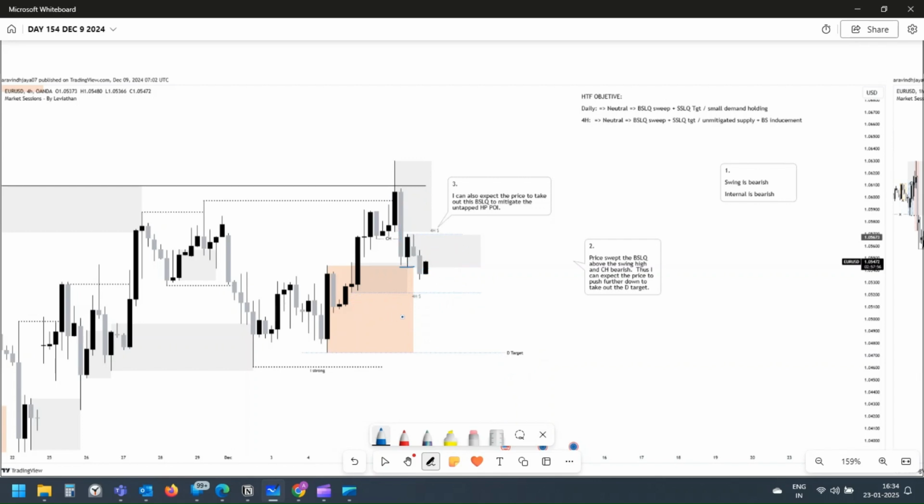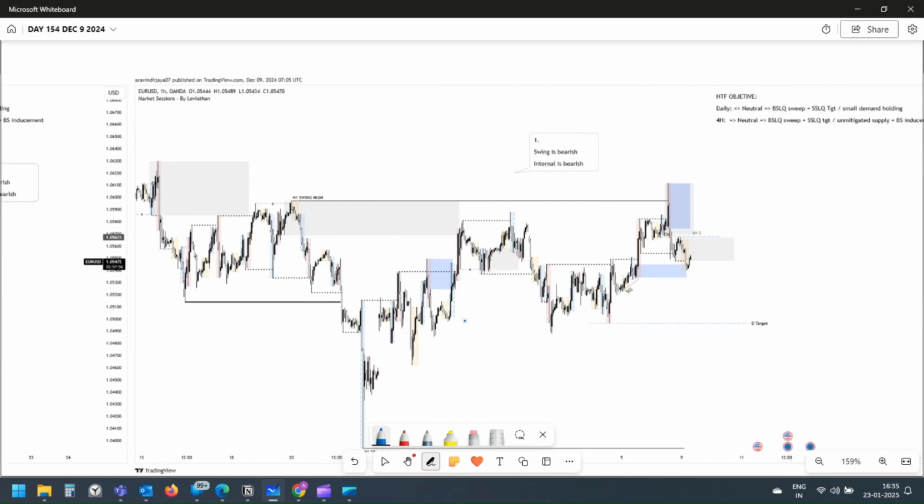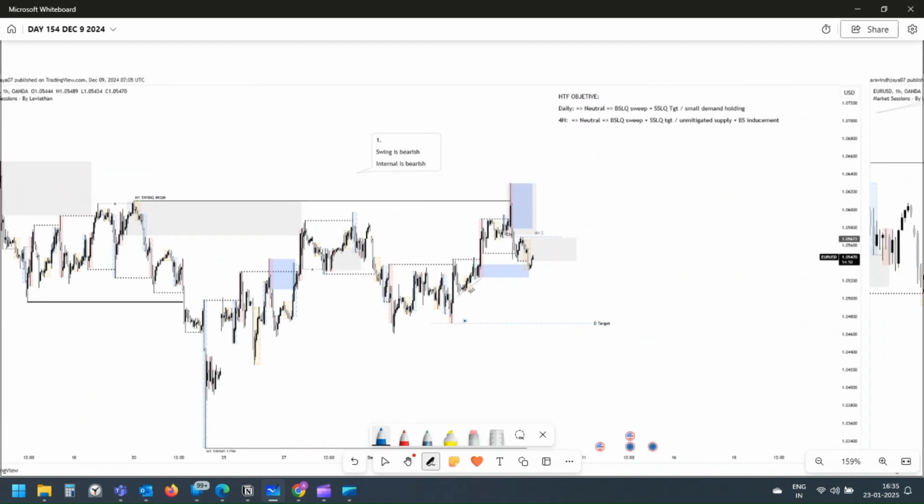And one more thing to note is that price can push further up because this supply is unmitigated. So price can take out this buy side liquidity first and mitigate into this unmitigated supply before pushing down. So anything can happen today. That's why both the biases in the daily as well as the 4-hour are neutral. So I'm just going to play the session direction. Whichever direction the market goes, I'll just trade with that displacement.